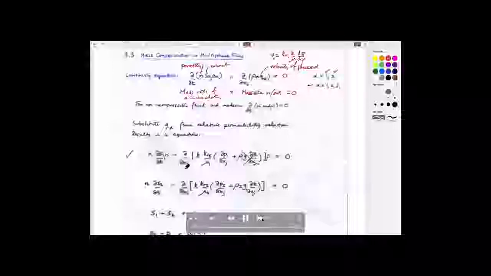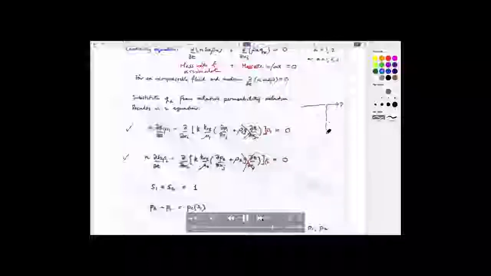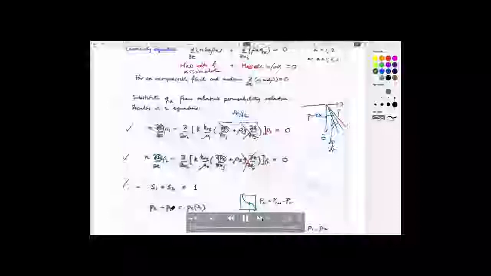Net accumulation of fluid 1, transmission of fluid 1, net accumulation of fluid 2 equals transmission of fluid 2 in or out. You've seen that before. Don't need to dwell on the form of those. The second equation is that the saturations have to add up to 1, and the pressure differences between the two fluids have to satisfy the capillary pressure curve.